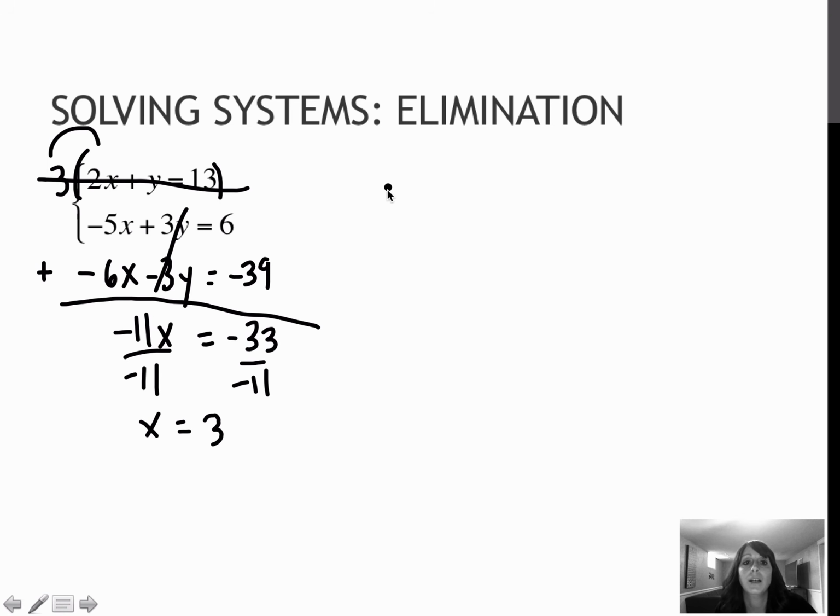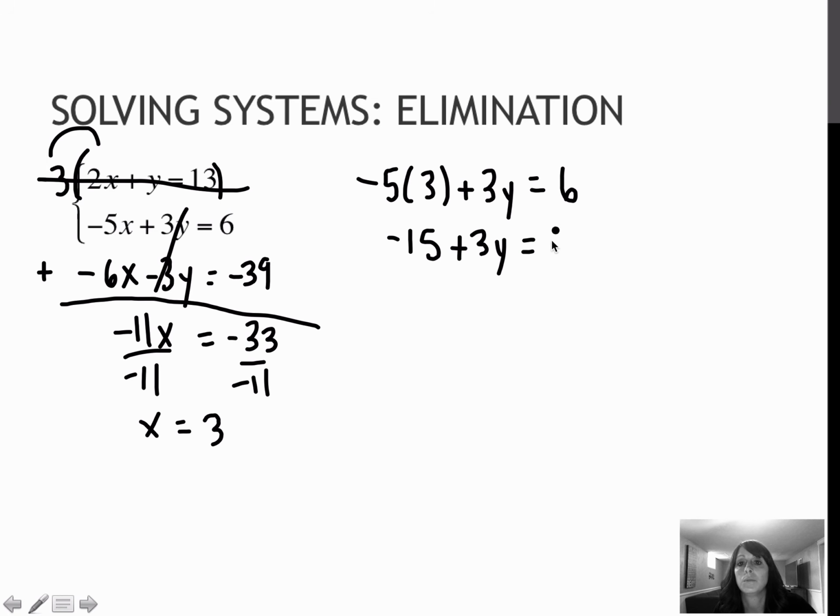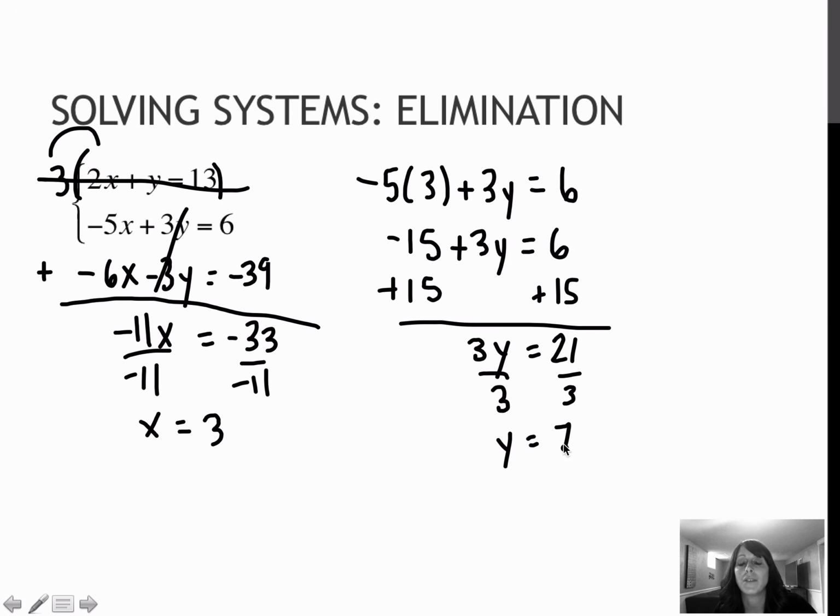Take that 3, plug into whichever equation you want, and then solve the resulting equation for y. So I will add 15 to each side. 3y equals 21, which gives me y equals 7. So my answer is 3, 7.